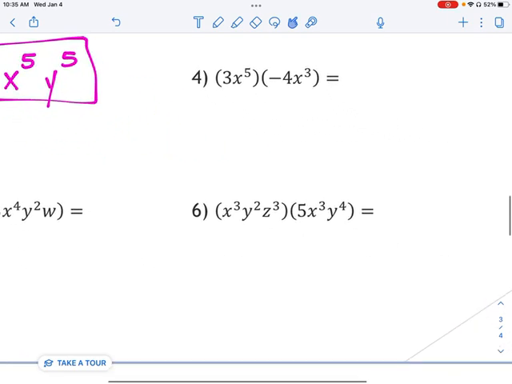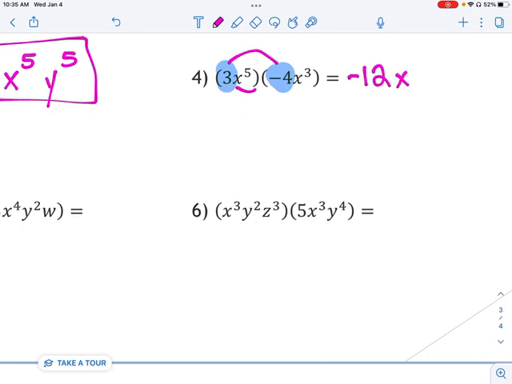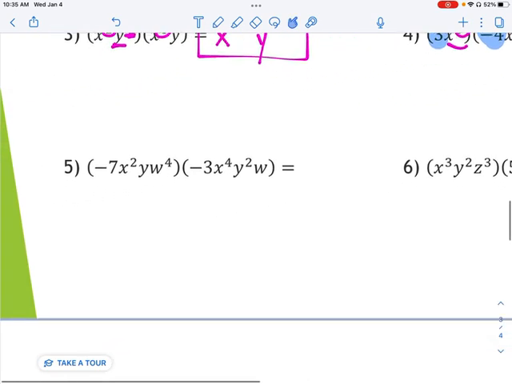Okay, now on number 4, you'll notice all of a sudden we have coefficients. Well, the rule doesn't say anything about coefficients because they're not part of the base here. The base on this one is x. So what am I going to do with the coefficients? Well, if you look at the problem, it says to multiply. So all we're simply going to do is we're going to take the 3 times negative 4, and that gets me negative 12. Then I take my common base of x, and I take the 5 and the 3, and I add those, and that gets me negative 12 x to the 8th.